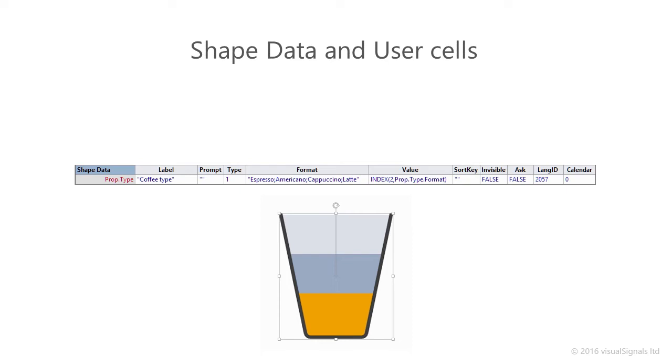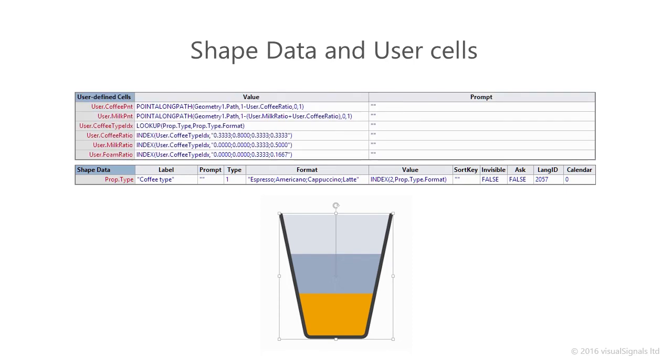A user section provides 5 calculated variables. If you ignore the details of the formulas for the moment, you can think of this as basically 3 separate parts. Firstly, there's the coffee type index, which looks up the selected value in the shape data list. There's the 3 basic ratios to determine the heights of the coffee components, and these are used by the 2 remaining point cells to give the actual XY position in the cup. Changing the coffee type shape data value sees the respective levels move up and down accordingly.